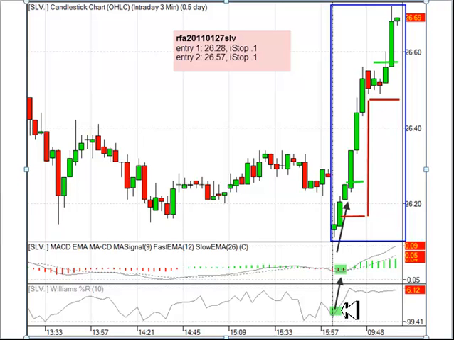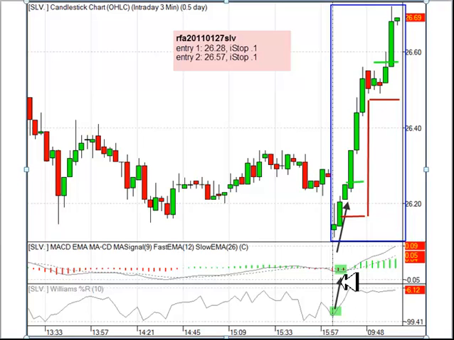Silver had also been one of the percent losers among the ETF 200 most liquid ETFs, and so conditions were ripe for a potential explosive move. We know the potential's there, we just don't know exactly when it's going to happen. So it gaps down, sells off. We look now at Williams percent R 10 on the 3-minute candles, and it makes an extreme reading.